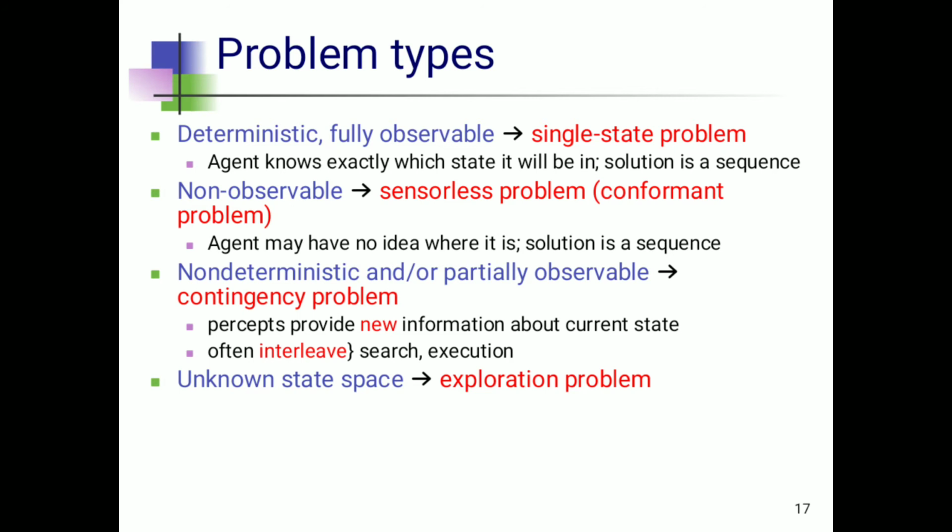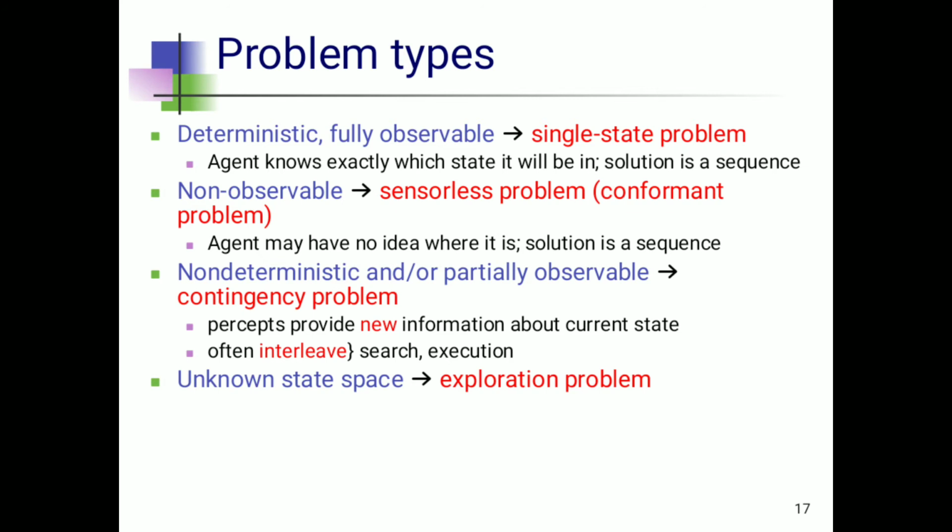Non-deterministic and or partially observable problems are nothing but the contingency problems. So the percept provides new information about the current state. Often search and execution are interleaved. So whenever the next percept sequence provides new information about the current state, that problem is called the contingency problem. And the unknown state space represents the exploration problem.